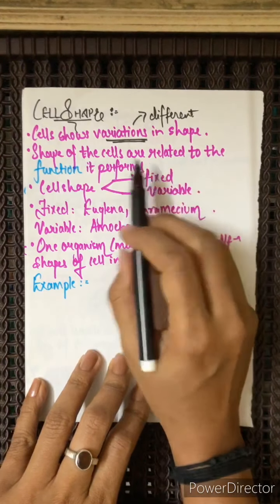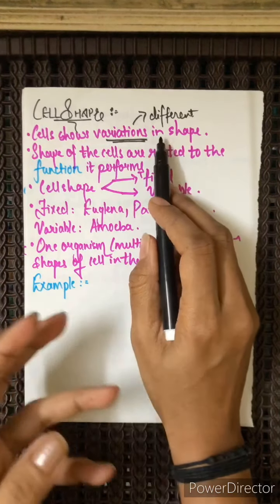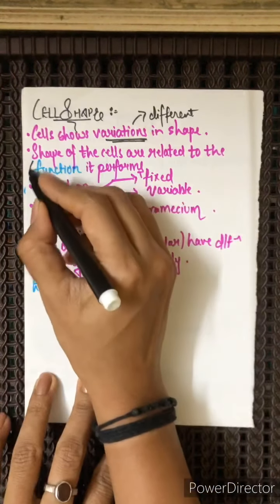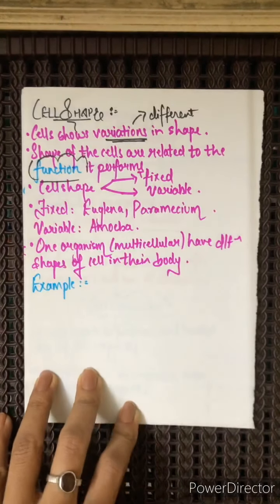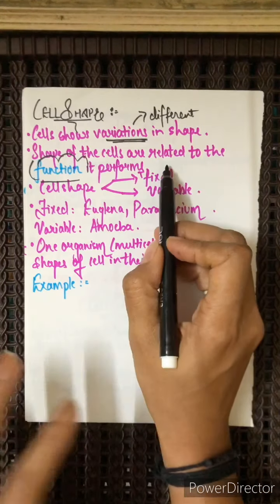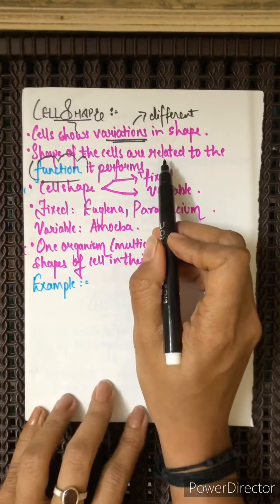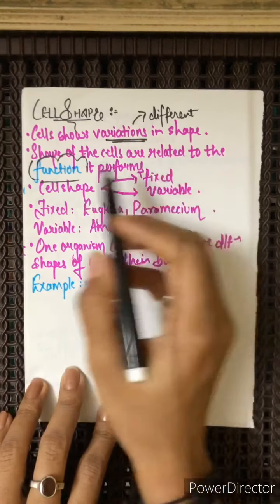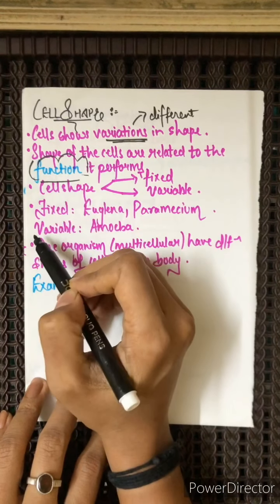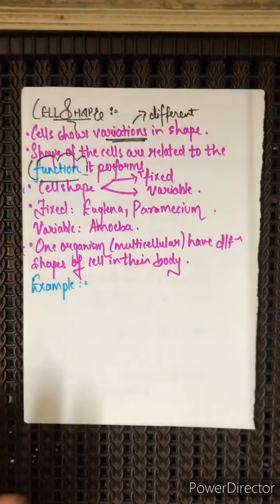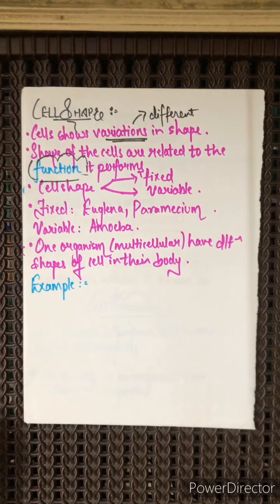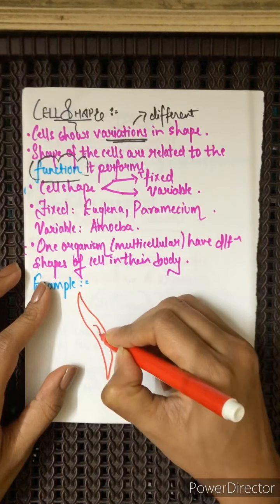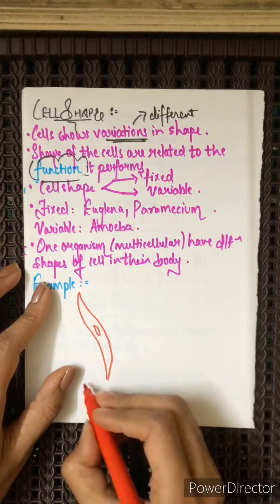Now why do they show variation? Why do they have different shapes? So the answer lies in the function. The organisms' cells have different shapes. Why? So that they could perform different functions. So as in, for example, if I just draw, this is a muscle cell.